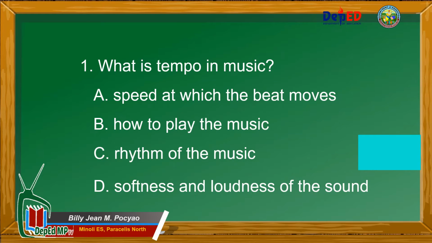Number 1. What is tempo in music? Letter A. Speed at which the beat moves. Letter B. How to play the music. Letter C. Rhythm of the music. Letter D. Softness and loudness of the sound. The correct answer is letter A.